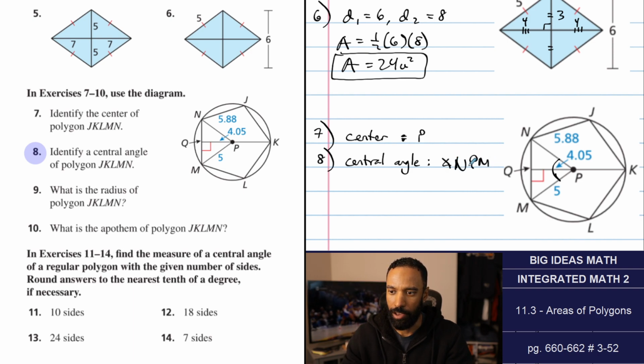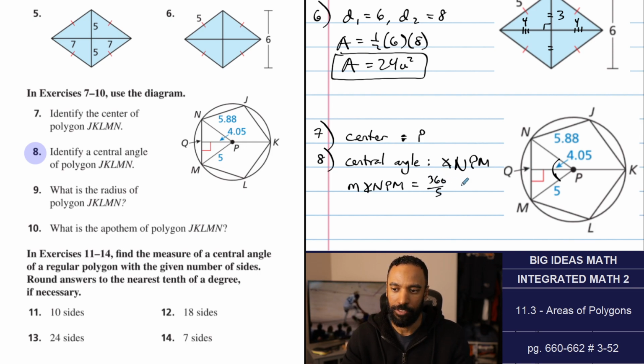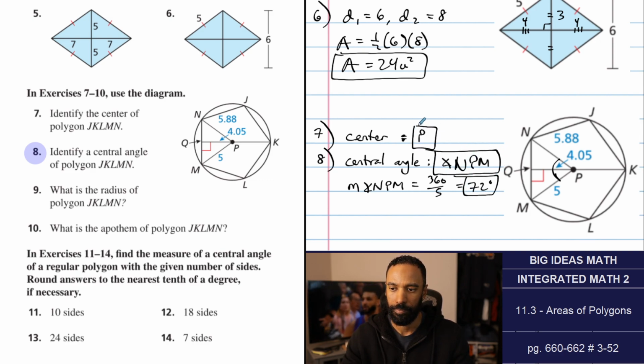Now, for the sake of covering myself, just in case I didn't get the value itself, the measure of angle NPM, y'all, it's a pentagon, so we divide 360 degrees by 5 to get 72 degrees. I believe this is what they were looking for, but just in case, I'm going to provide that as well.